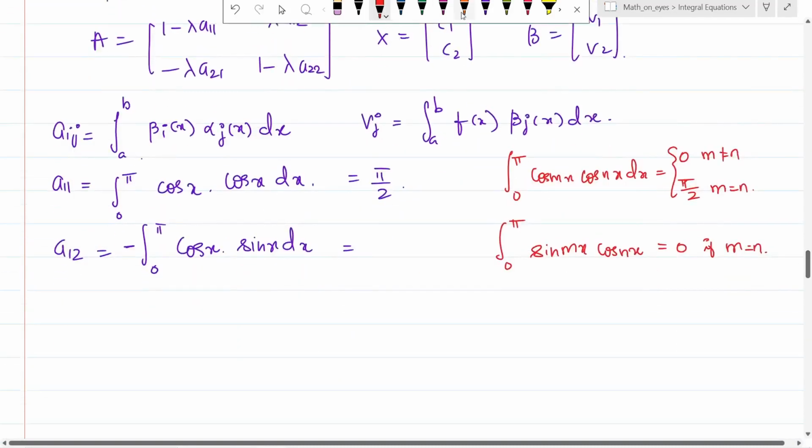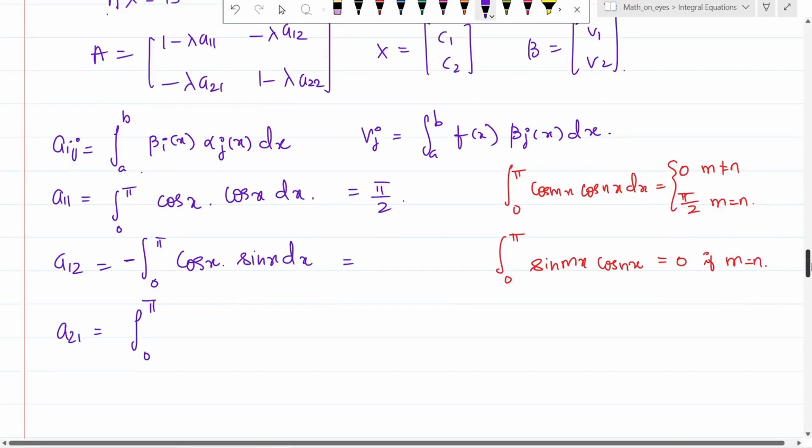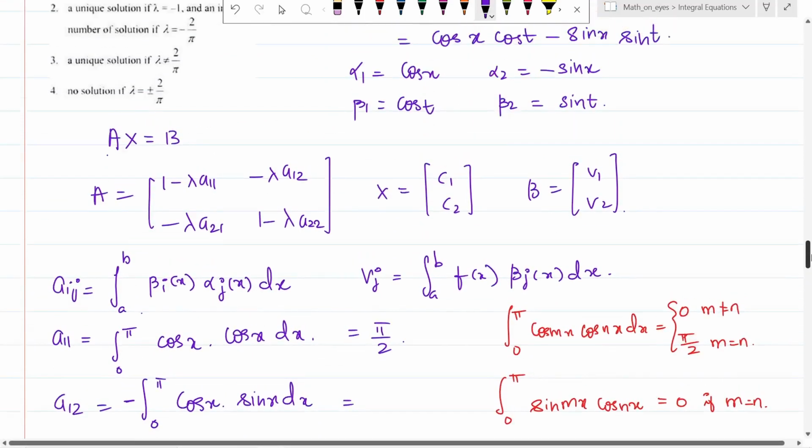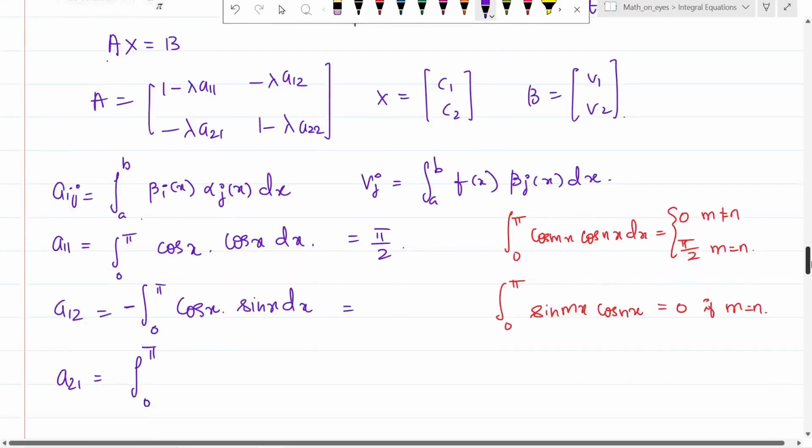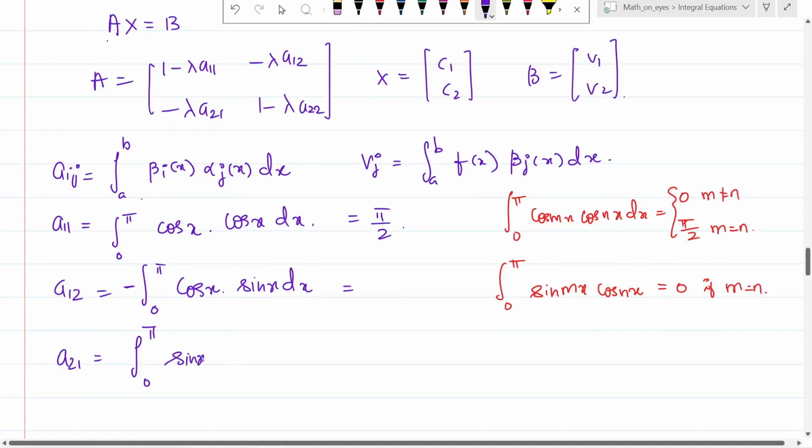Next one, A21 is equal to integral 0 to pi. We need to write beta 2 and alpha 1. Beta 2 is sin x, alpha 1 is cos x. So again, sin x into cos x, this will be 0 and this is also 0.